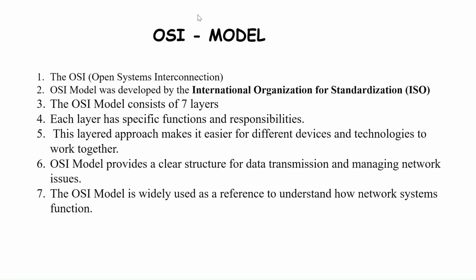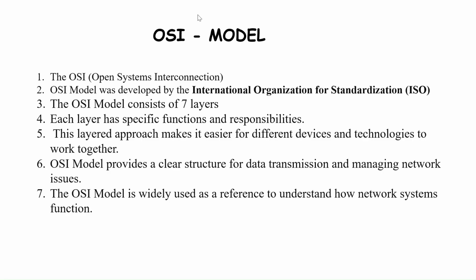So the final point for the OSI model overview is that the OSI model is widely used as a reference to understand how network systems function. It is used to understand how the whole network system is working. So up to here, these are the 7 points for the OSI model. I have written a note for you like this to read easily for the exam. If you want these points, just pause the video and take a screenshot.